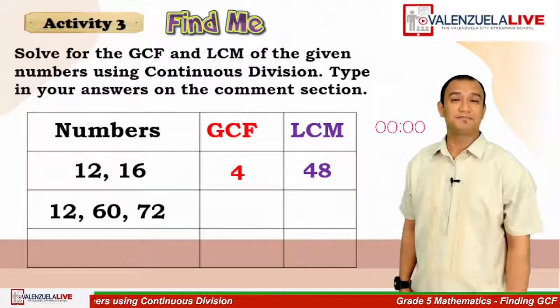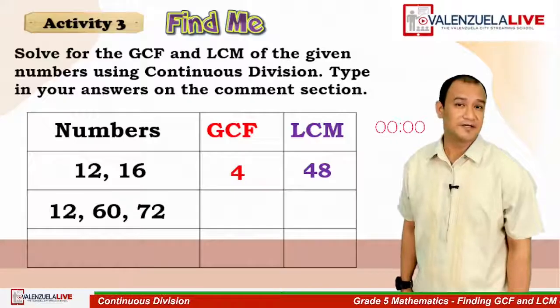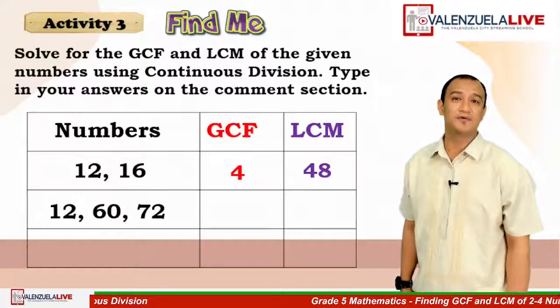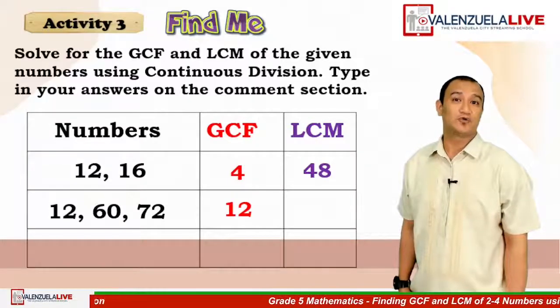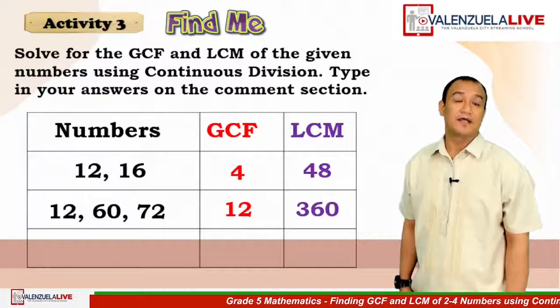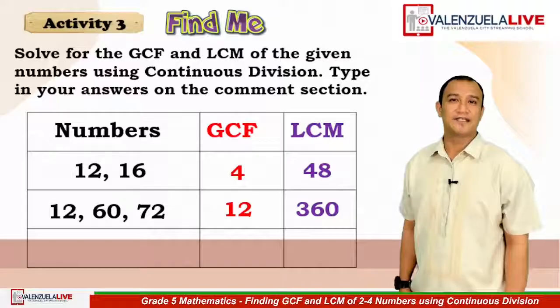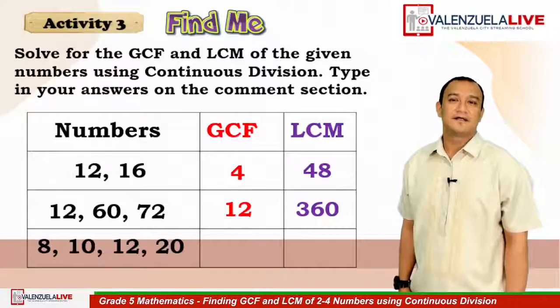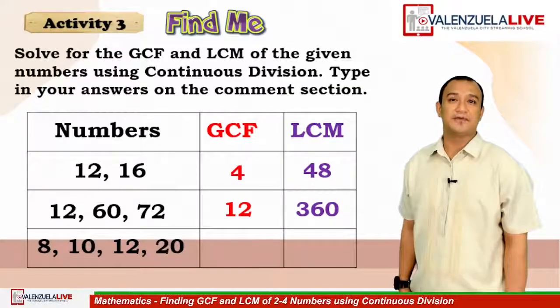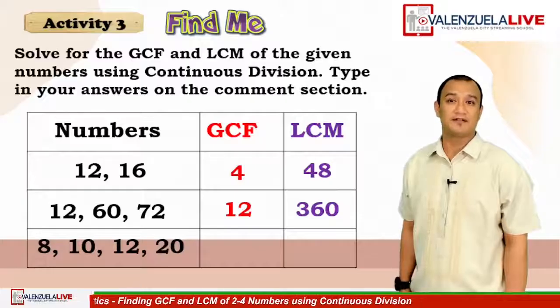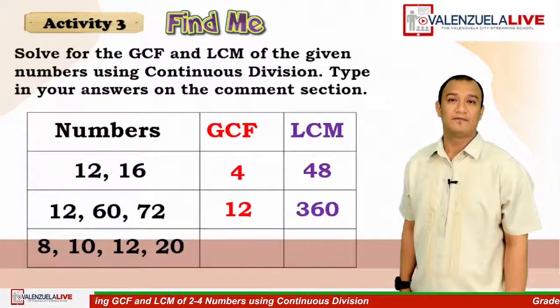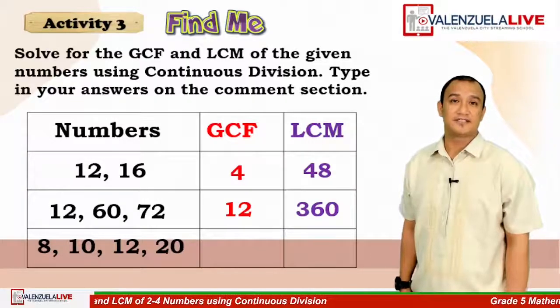Okay, time's up. Did you find the answers? Okay, very good. The answers are 12 for the GCF and 360 for the LCM. And for the last given, let's find the GCF and LCM of 8, 10, 12, and 20. Your 60 seconds starts now.